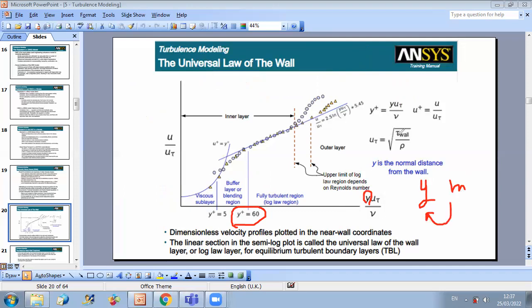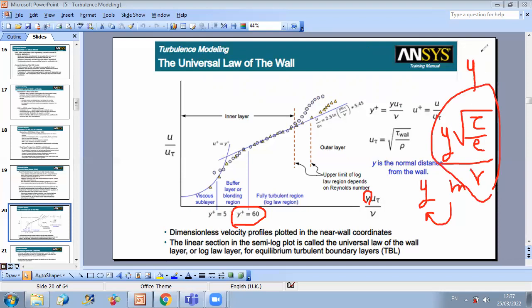If you do the analysis, you will see that your group is of the following form. It's y times radical shear over rho, divided by mu. So this is my first group of interest. I will call it y plus. This is called the y plus value. The y plus value is a group related to the distance from the wall.